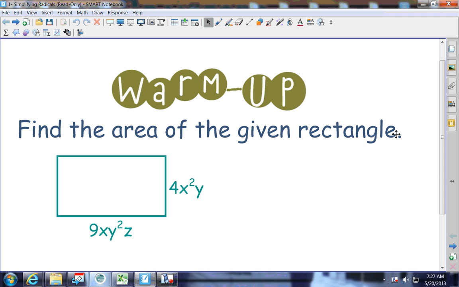Okay, right here on the warm-up, it says find the area of the given rectangle. First off, how do you find the area of a rectangle? You multiply. You take length times width, right? So we're multiplying these two. So you'll take 9 times 4.